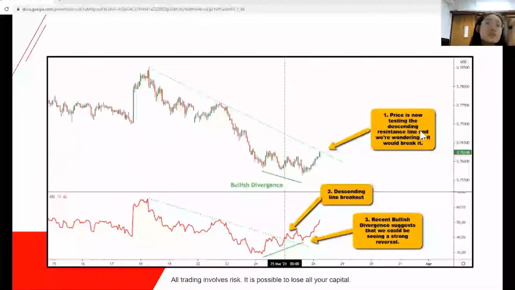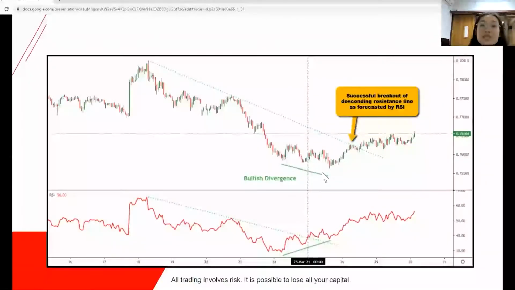So first point, price is now testing the descending resistance line, and we're wondering if it will break it. Point 2, descending line breakout. As I mentioned earlier, on our RSI chart, price recently broke out of the descending line. And number 3, recent bullish divergence suggests that we could be seeing a strong reversal. So once you have all of these points that line up nicely, then you have confluence that your analysis is pretty accurate. And true enough, this is exactly how it broke out of our descending resistance line as we forecasted in our RSI.